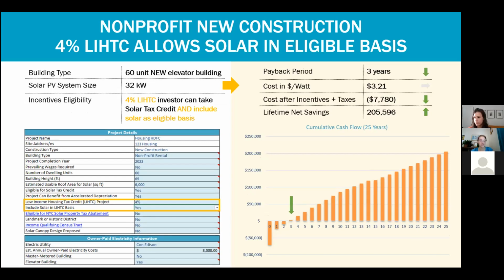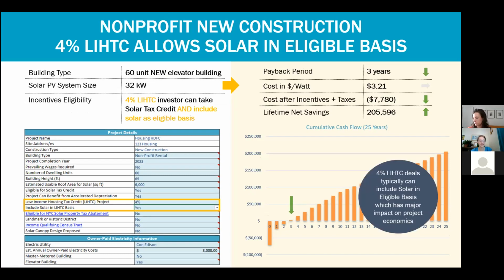And if instead this building decided to do the 4% or was able to get the 4% LIHTC program, then that is like the best case scenario because there's unlimited basis, and so you could include solar in the LIHTC basis. So you could take the low-income housing tax credits on the solar. So that reduces the payback period to 3 years and increases the lifetime net savings. I think that the main point here is that the cost after all of the incentives is negative. This is like only a positive thing to do. So this is a fantastic project.